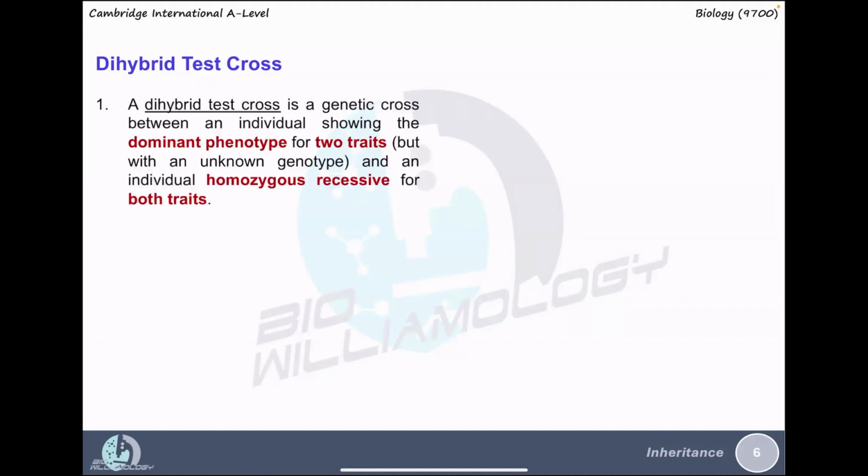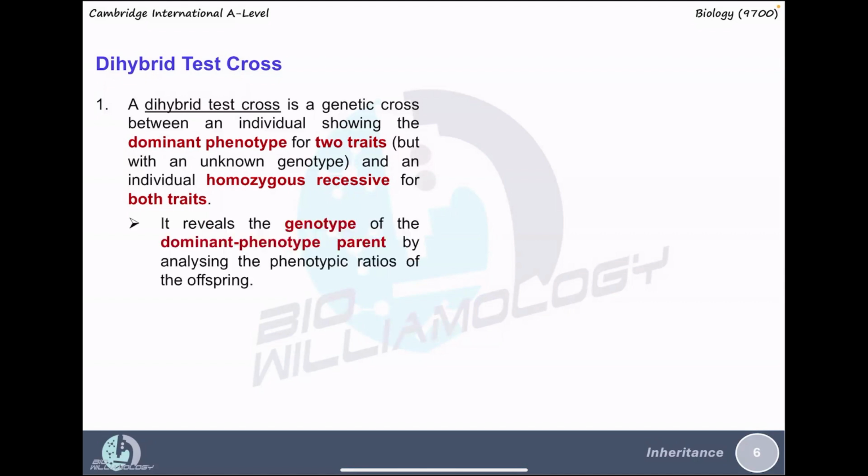Next, let us look at the dihybrid test cross. A dihybrid test cross is a genetic cross between an individual showing the dominant phenotype for two traits, but with unknown genotypes, and an individual homozygous recessive for both traits. We choose homozygous recessive because we want the recessive alleles to show their effects. So it reveals the genotype of the dominant parent by analyzing the phenotypic ratio of the offspring.